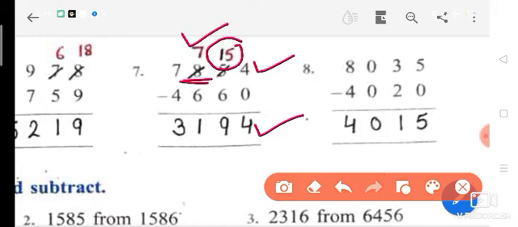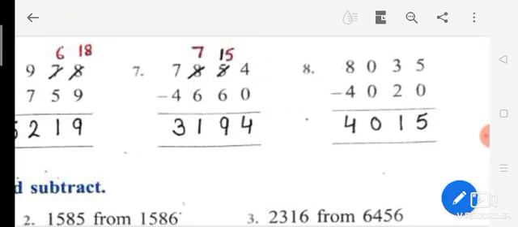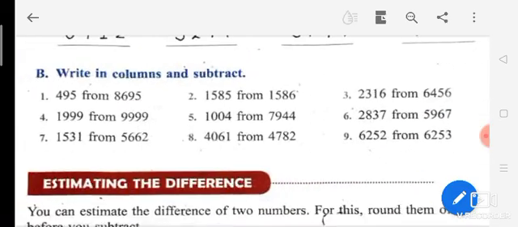15 minus 6. 15 minus 6 we will do. 15 minus 6, 9. You will start counting from 7 now. 7, 8, 9, 10, 11, 12, 13, 14, 15. So see, it will be 9. Now 7 minus 6 is 1, and here 7 minus 4 we can do easily. Okay, so that is equal to 3. So 3194. Okay, eighth question is also very simple.